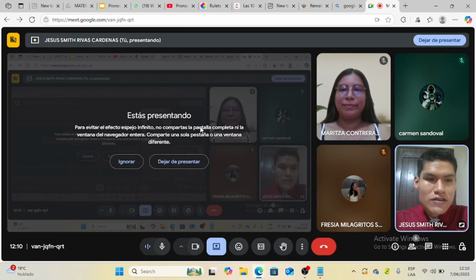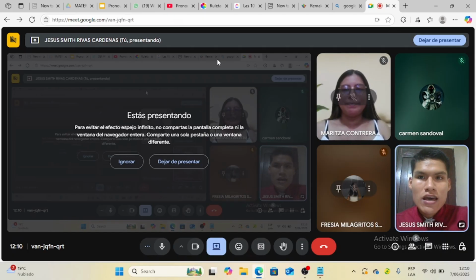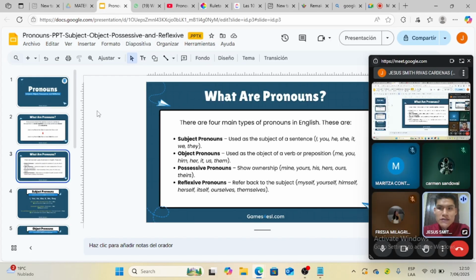Pronouns help us refer to a certain person or subject, in order to avoid repetition. They help us to replace a noun in a sentence. Well, let's continue with our presentation. As you can see on the screen, here we are going to see what pronouns are.